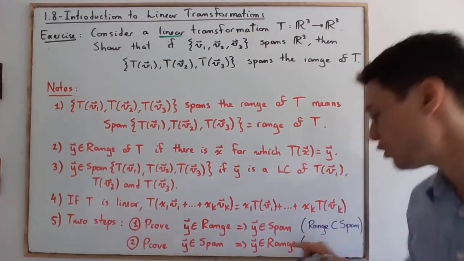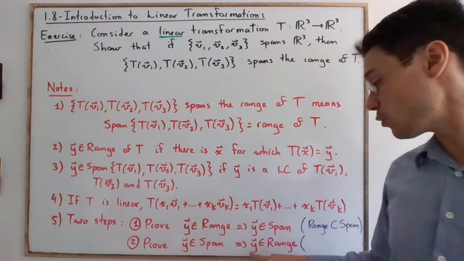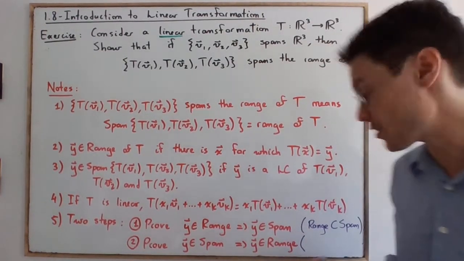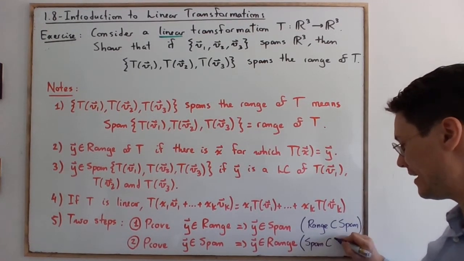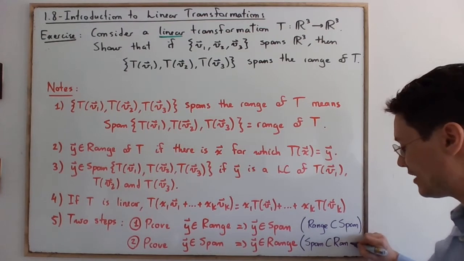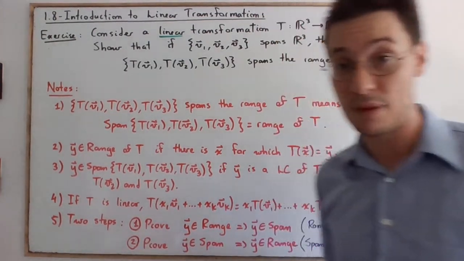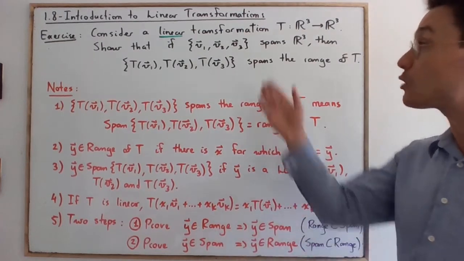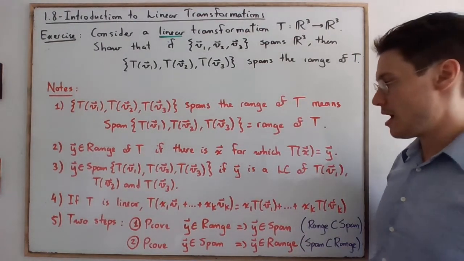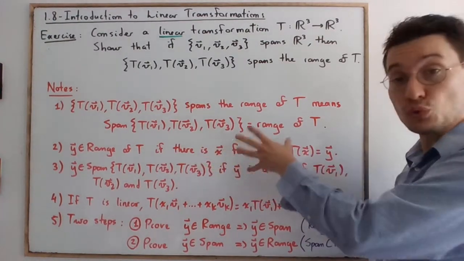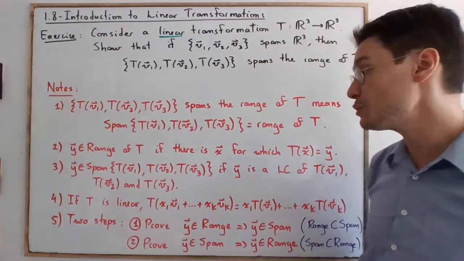Step number 2, we will prove that if y is an element of the span, then y is also in the range. So this proves that the span is contained in the range. And as a result, if we are able to do both step number 1 and step number 2, then the two sets are equal and we prove the theorem. Okay? Now, here are the tools that we need in order to prove both number 1 and number 2.